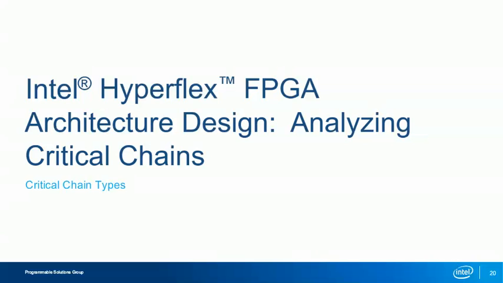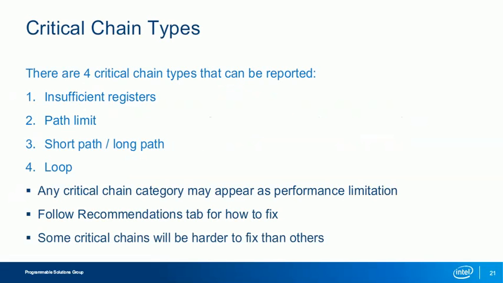For our last section, we will look at different types of critical chains and some potential solutions for fixing them. There are 4 critical chain types reported by the tools: insufficient registers, short path, long path, and loop. Each of these refers to a specific condition at which the Hyper Retimer or fast forward cannot improve performance. Thus, any one of these may appear as the critical chain during Hyper Retiming or during fast forward analysis. Regardless, the tools will always report recommendations on how to fix any of the critical chain types that occur, and you can use those recommendations as a starting point for your own solutions.